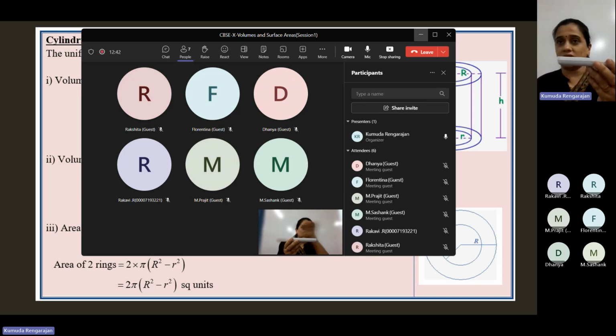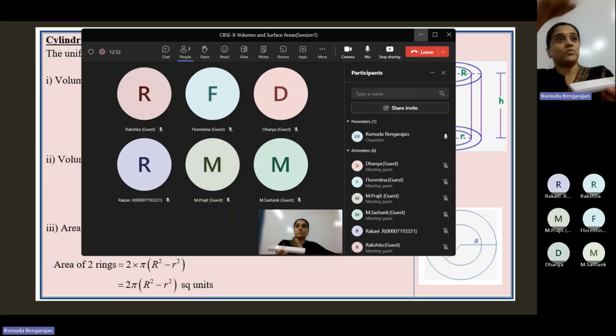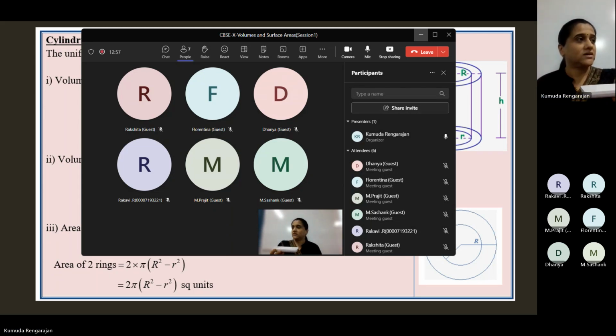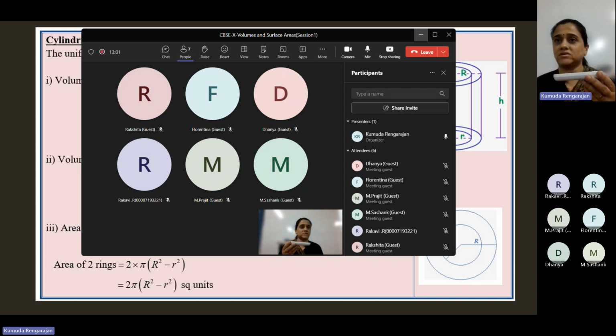The remaining 8 edges are horizontal. You can see in this room, 1, 2, 3, 4 edges on the top, 1, 2, 3, 4 edges on the bottom. So 4 vertical edges, 8 horizontal edges. Okay, so 12 edges in all.